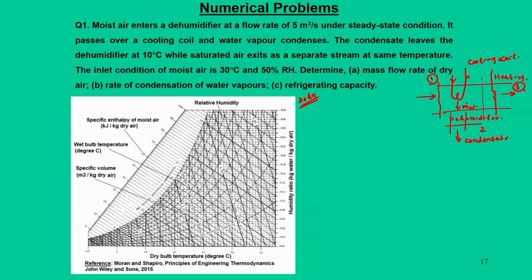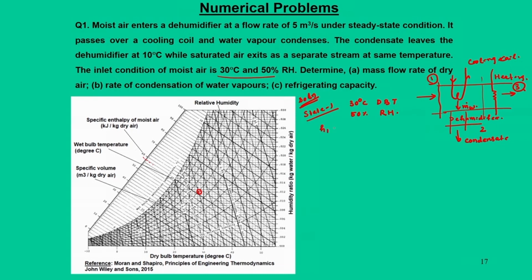So, what is given? State 1: 30° centigrade dry bulb temperature and 50% RH. With 30° centigrade DBT and 50% RH, we can roughly locate the state somewhere here, and for this we can actually find its values.